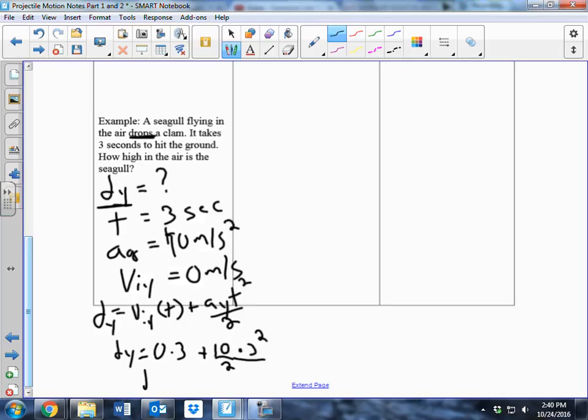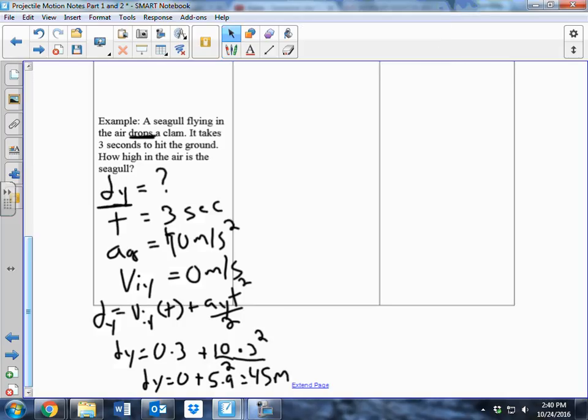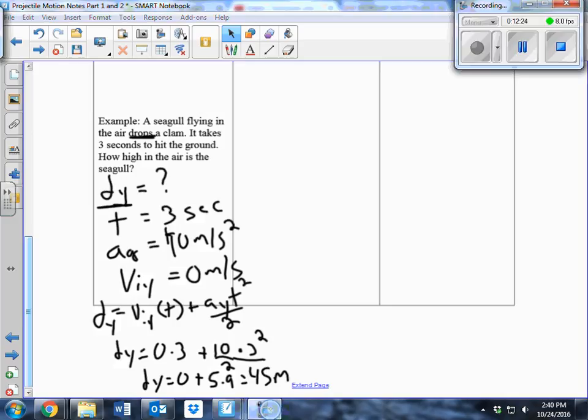When I do that math, I get dy equals 0 plus 10 divided by 2, which is 5. So I have 5 times 9 equals 45 meters. So that seagull is 45 meters above the ground, and that is essentially still one-dimensional motion, but in the y direction. I'll see you in class with this.